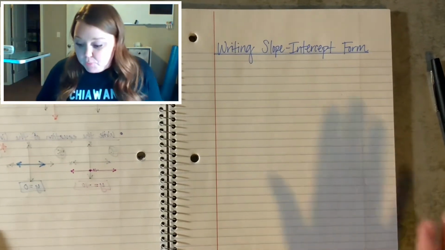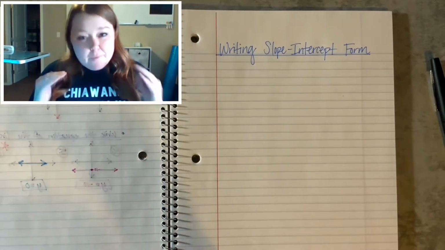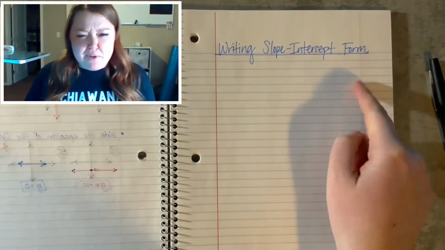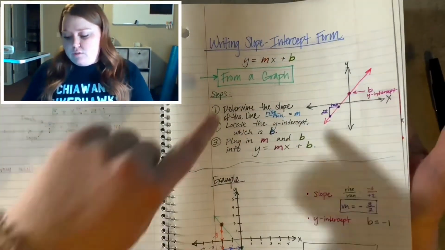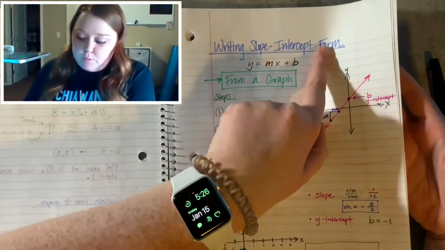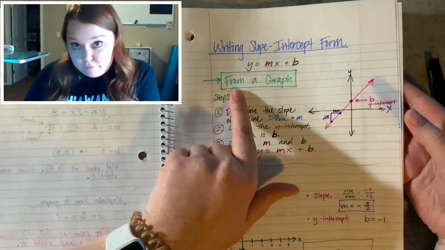Okay, so today's lesson is called Writing Slope-Intercept Form, but there's a subheading to this. Some of you are like, haven't we already done this? If you look back in your notes a few pages, yeah, we have a lesson called Writing Slope-Intercept Form, but it was specifically from a graph.